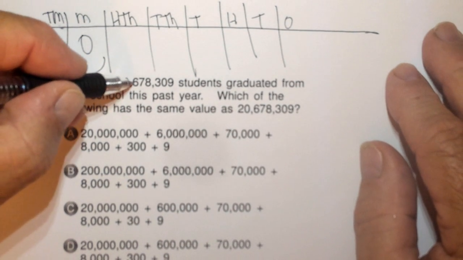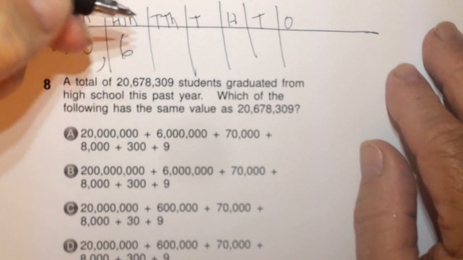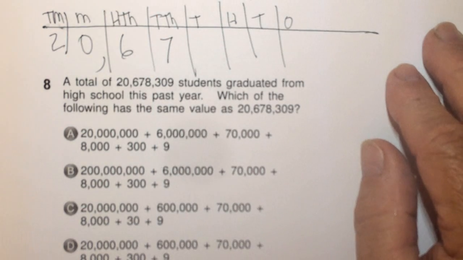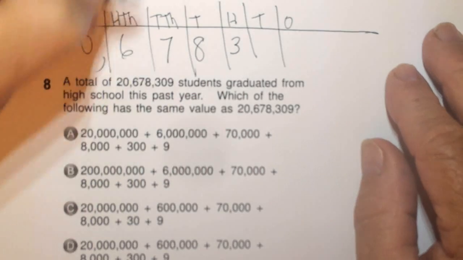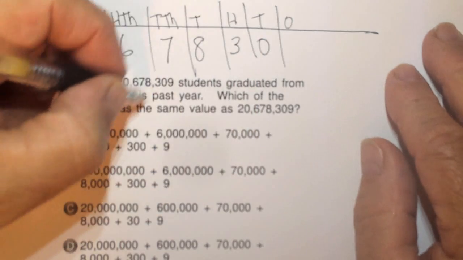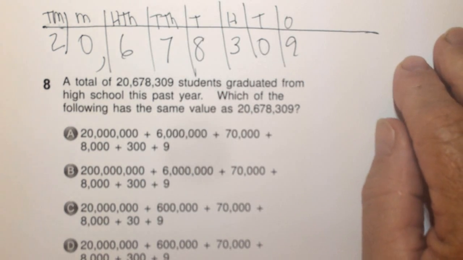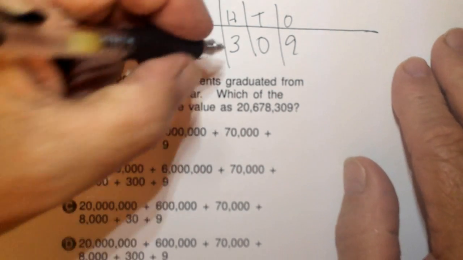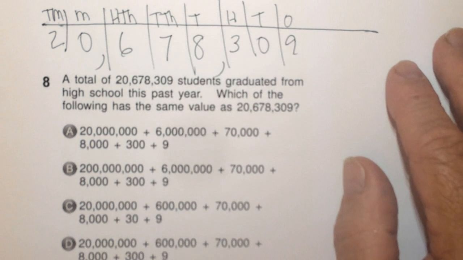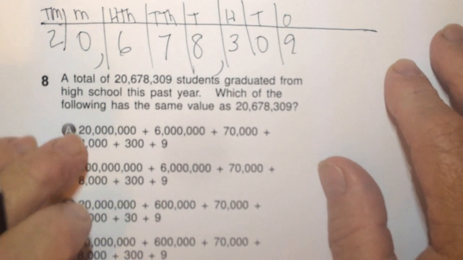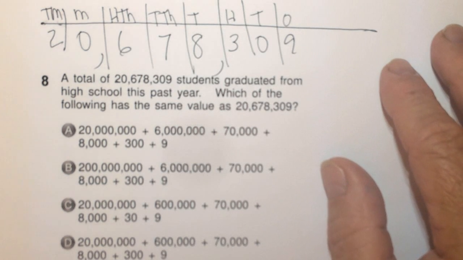My 100,000s is 600,000. My 10,000s is 7 10,000s, or 70,000. Then 8,000s, 300, 0 tens, and 9 ones. Once I've written it in that form and put my commas in place, okay, it should help me be able to figure out if these values are actually the correct standard form.